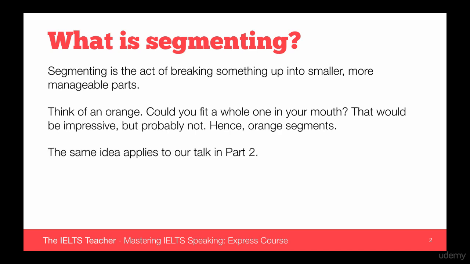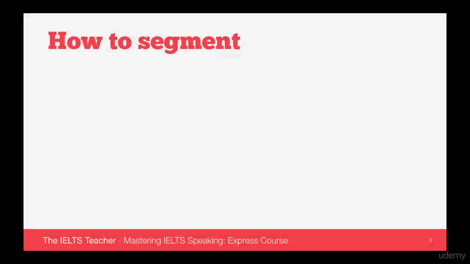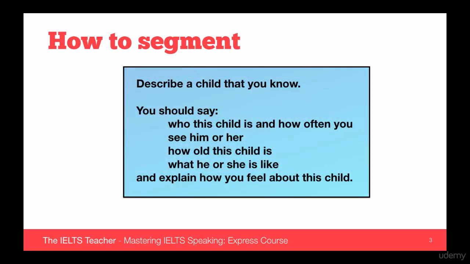The same idea applies to our talk in part 2. It can be hard for the examiner to digest and understand what we're saying if we don't break up our talk into smaller, more manageable parts. But if we do break up our talk, if we segment, we appear much more fluent and coherent, and that's where the score for fluency and coherence comes in. So how do we do this? How do we segment? Let's look at a topic card to begin with.